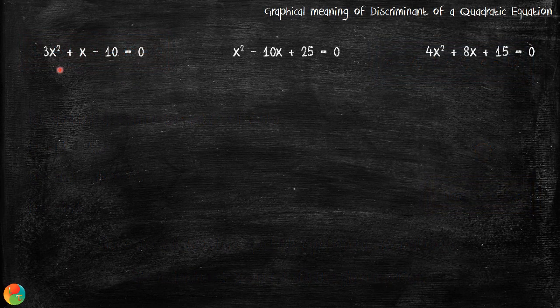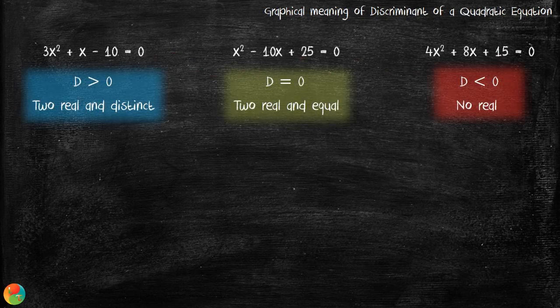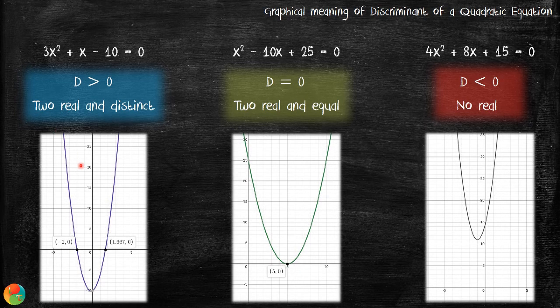Now if I take all the previous 3 examples and put them side by side, we'll see that our first example was a case where discriminant was greater than 0 and we got 2 real and distinct roots. In the second example, the discriminant was equal to 0 and we got 2 real and equal roots. And in third case, discriminant was less than 0, it means negative. So we had no real roots. So here are the respective graphs of all the corresponding quadratic polynomials.